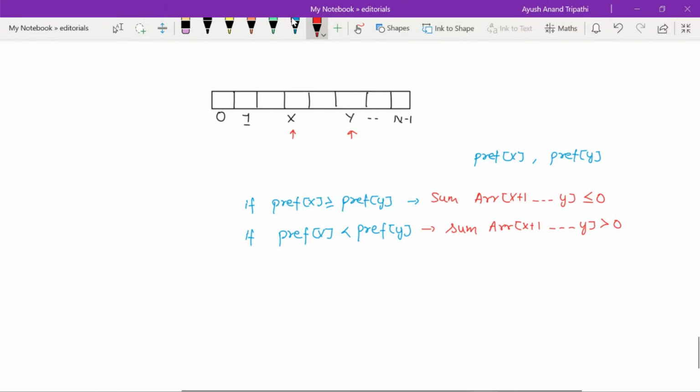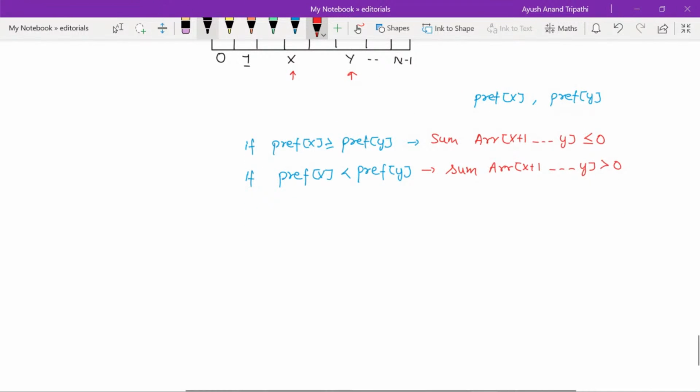And for every x, we want to find the smallest y, as we need to report the minimum length subarray with a sum greater than 0. So for every x, we want to find the smallest y for which the prefix of y is greater than prefix of x. So how can we find this? In this problem, the idea here is to use a monotonic stack, and let me explain it to you.